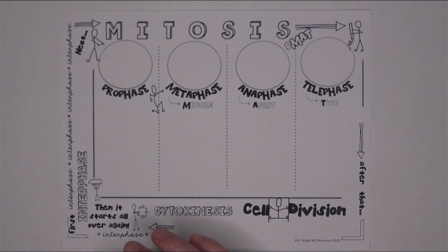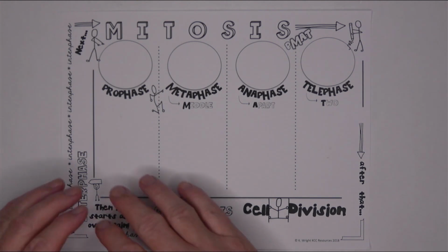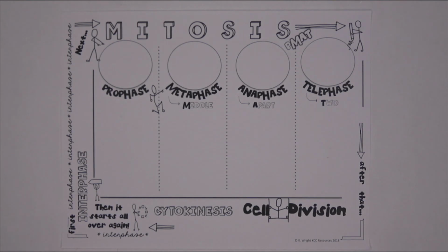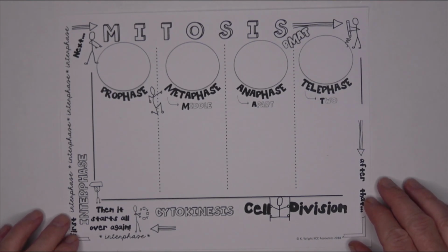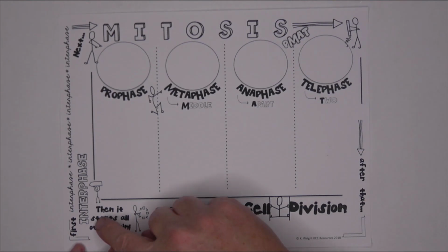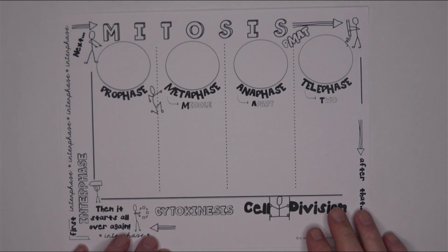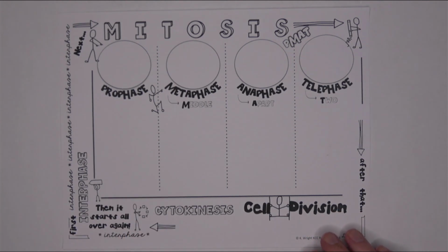So interphase, and this is all meant to be colored. I'm not going to go through that process. You can go back in and color over that. In fact, it's a good way of reviewing and maybe even getting a summary of your notes.